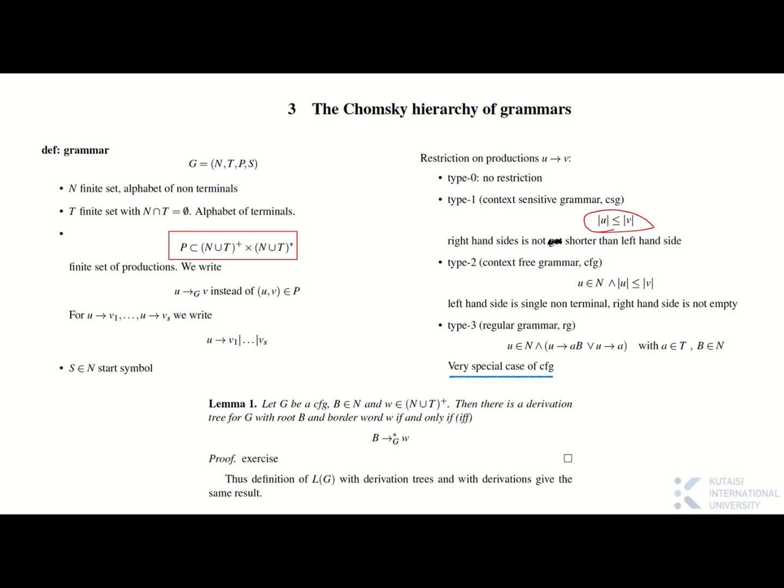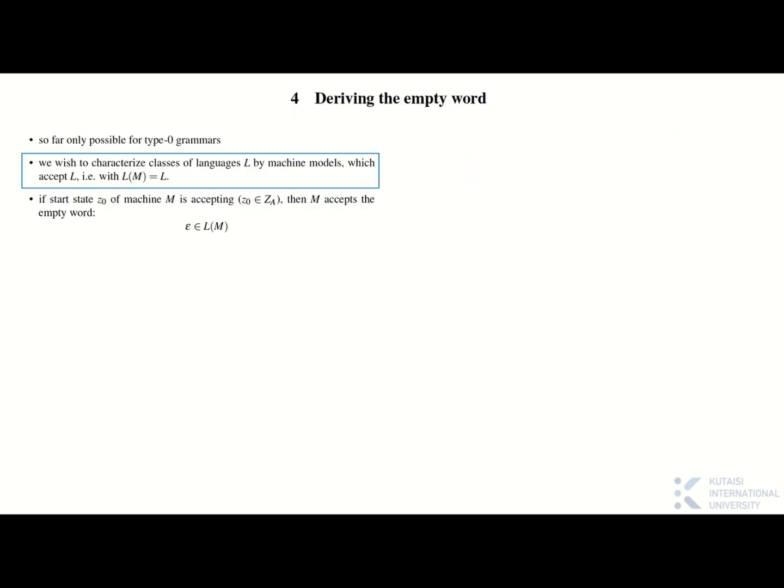Type 0 has no restriction, so you can have things like this. The start state generates epsilon, and then you have epsilon. However, type 1 already says that the right-hand side has to be longer than or equal to the left-hand side, and the left-hand side cannot be empty. So it already bans epsilon. So I want to change my grammar in a way that it generates epsilon and nothing else. This is what is written here, and I'm asking you a question. How do I do this?